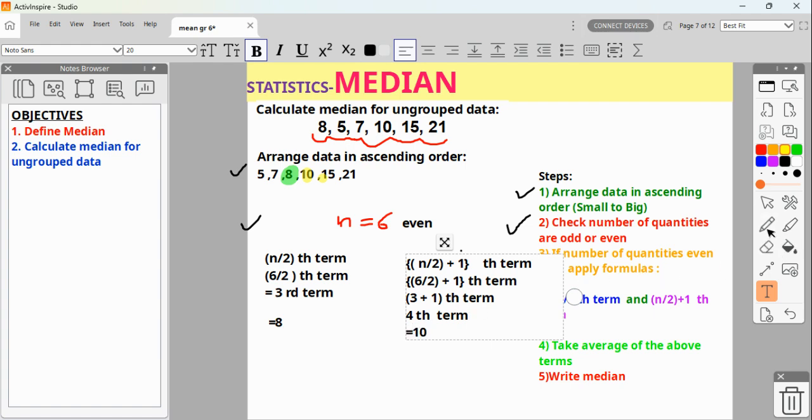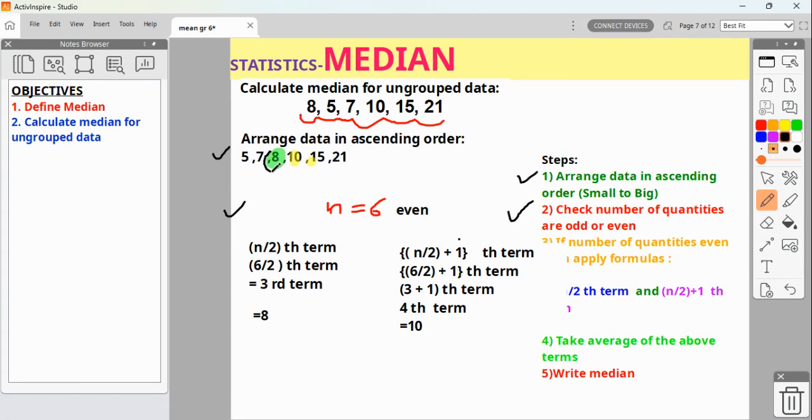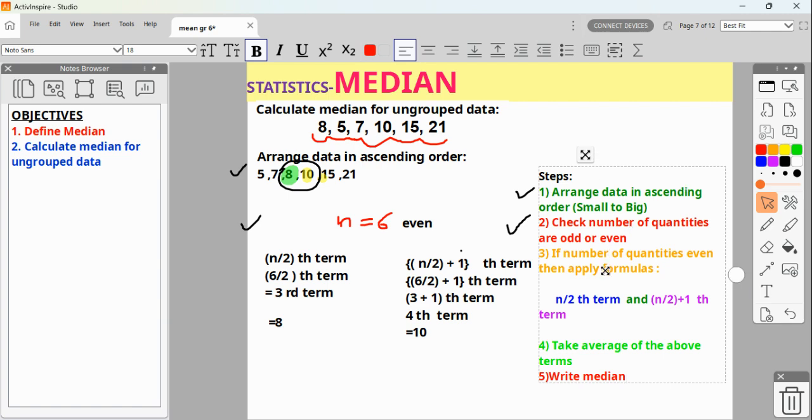So we have found two middle values, that are 8 and 10. So what will be the median? Whether 8 is the median or 10 is the median. So let's check the next step. We have applied the formulas. Now we got two values, 8 and 10. We have to take the average of the above terms.